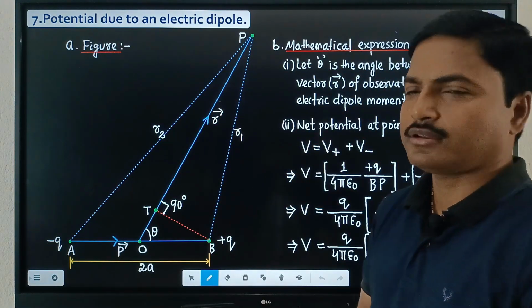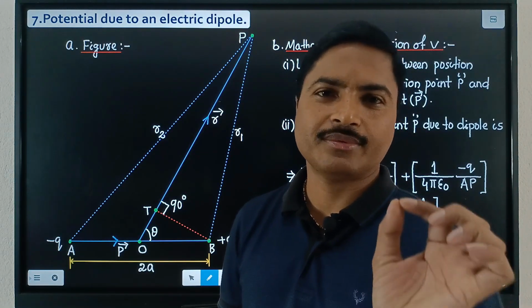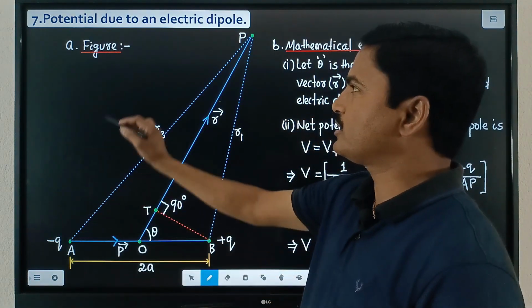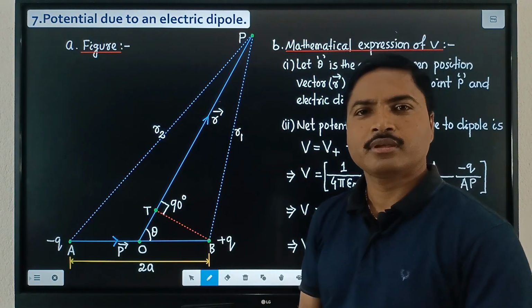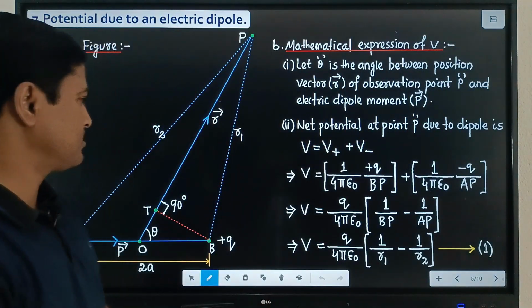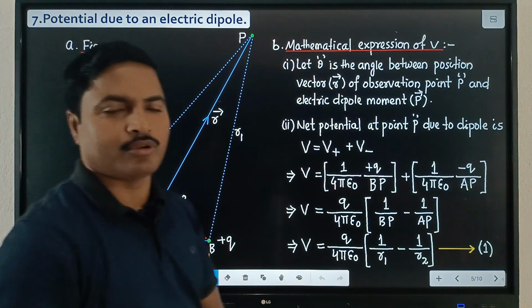Actually, this is the main point. This is point number 7 of this chapter. Point number 7, that is potential due to an electric dipole. Now look at the figure. Here an electric dipole is there. You know the electric dipole.